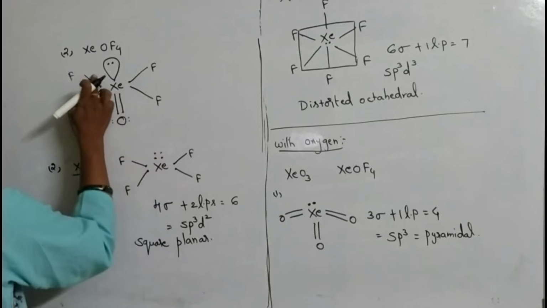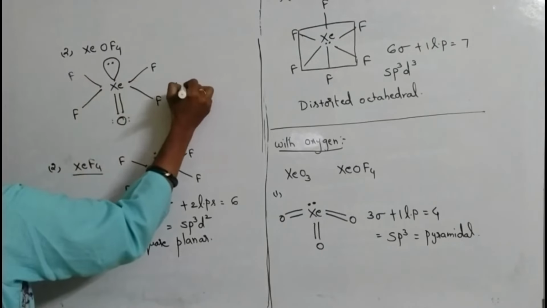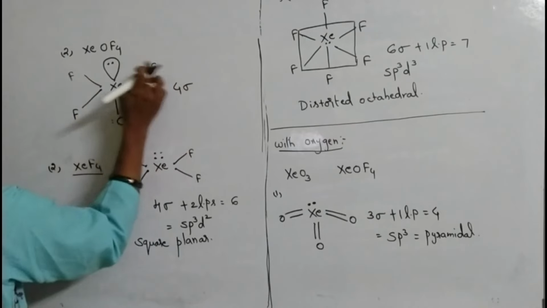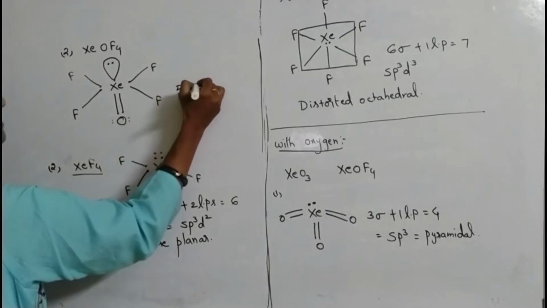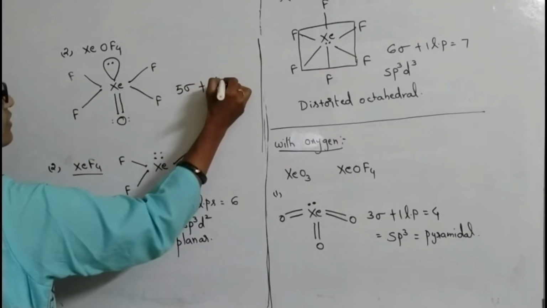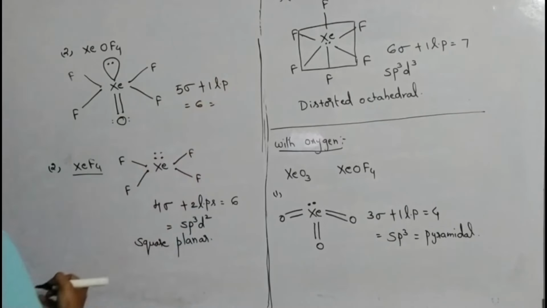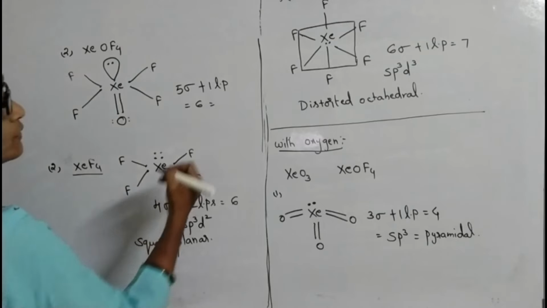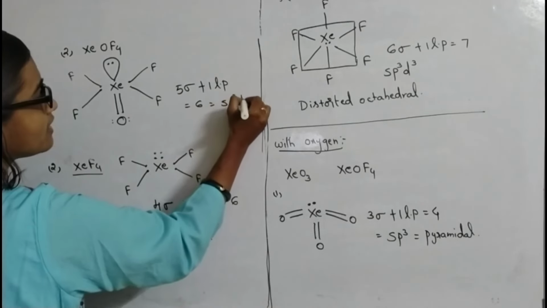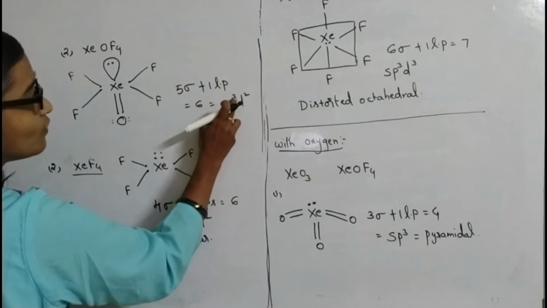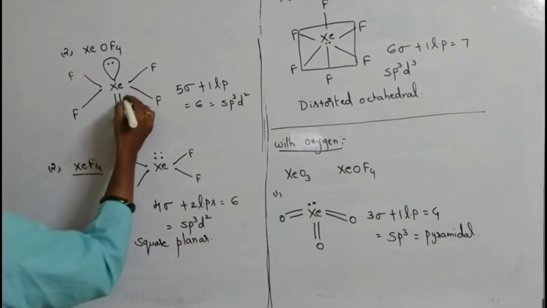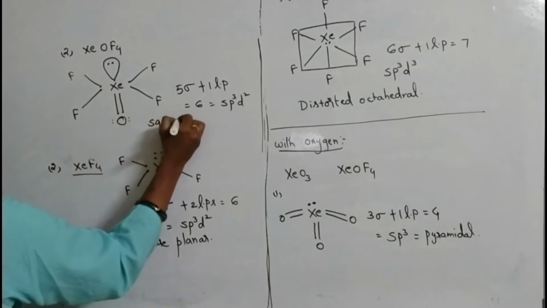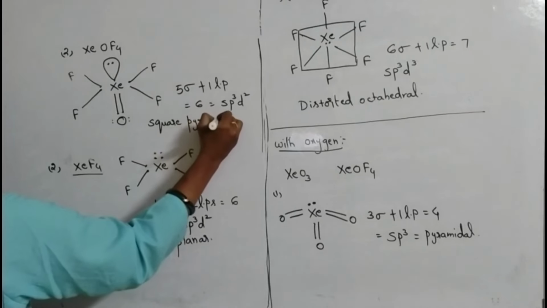So here how many sigma bonds are you finding? 4 sigma bonds. Sorry, 1, 2, 3, 4, 5 sigma bonds you are finding. Even in this double bond, you will find 1 sigma bond. So totally 5 sigma bonds and 1 lone pair of electrons. So total is 6. If total is 6, the hybridization will be what? sp3d2 hybridization. 1 plus 3, 4, 4 plus 2, 6. For this the shape is what? Square pyramidal shape.